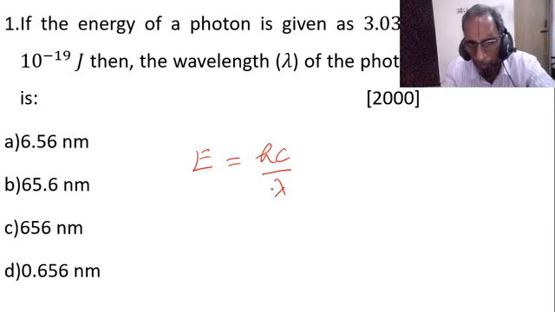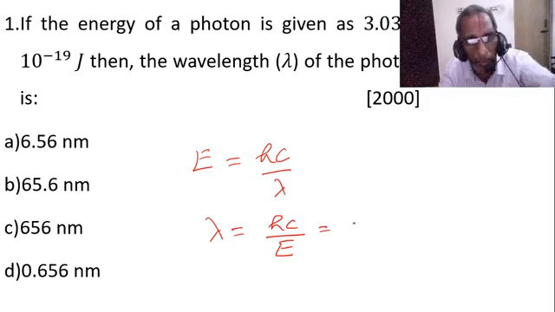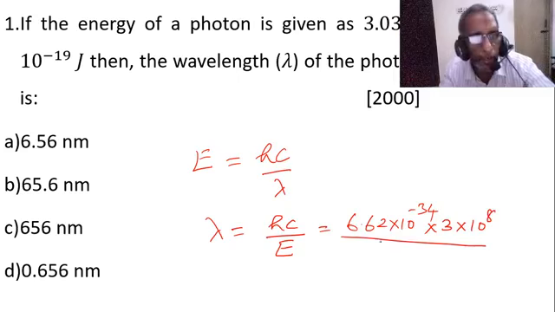The relation between energy and wavelength is E equal to hc by lambda. We want lambda, so lambda is equal to hc by E. Here the h value is not given; you have to substitute. The C value is also not given. Energy is in SI unit, joule, so h is 6.62 into 10 power minus 34, C is 3 into 10 power 8 meter per second, divided by 3.03 into 10 power minus 19.